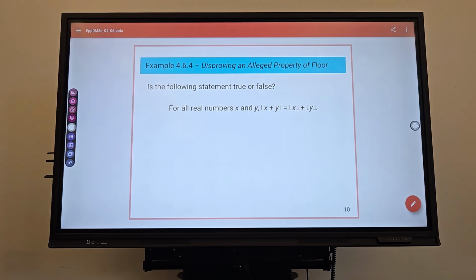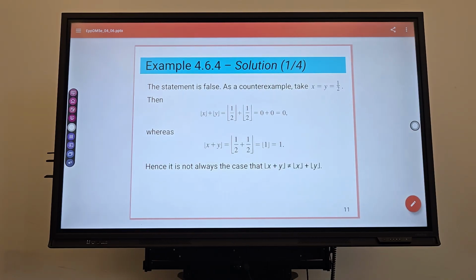What if you took the numbers 1/2 and 1/2? It would not be that. 0 does not equal 1. So, yeah. So that would be a counterexample.